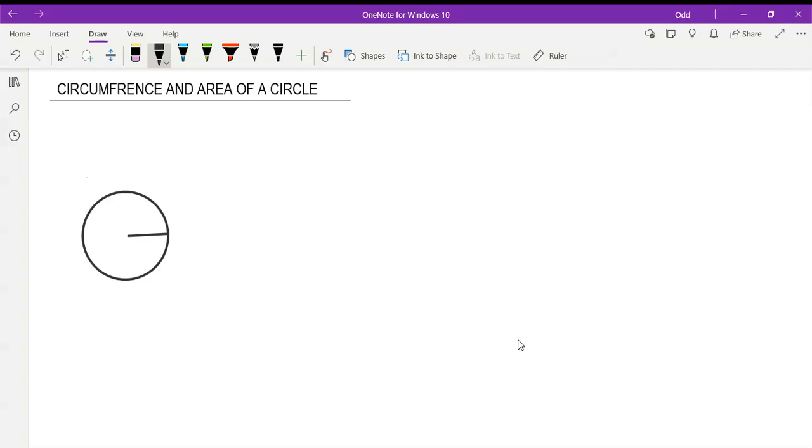Okay, so we're going to talk about finding the circumference and area of a circle. Before we do that, we have to talk about some parts of the circle. A very important part is the radius of the circle, r. The radius is simply the distance from the center of the circle to the circumference, the shortest distance from the center to the circumference of the circle.